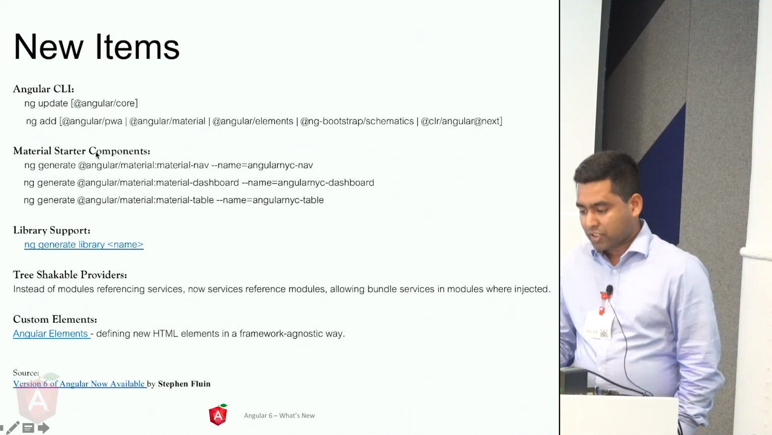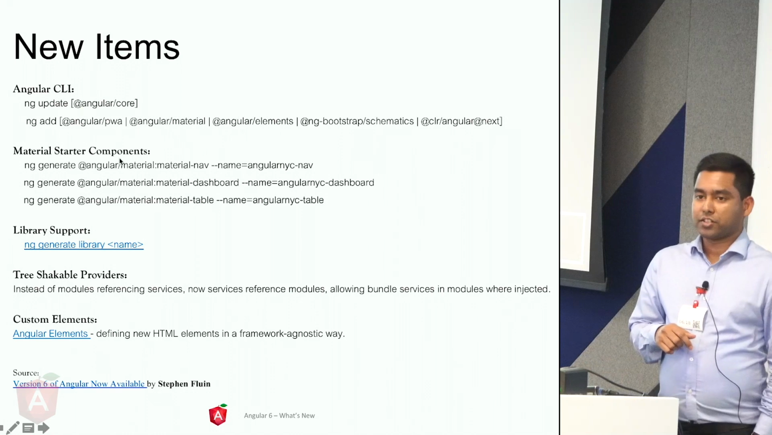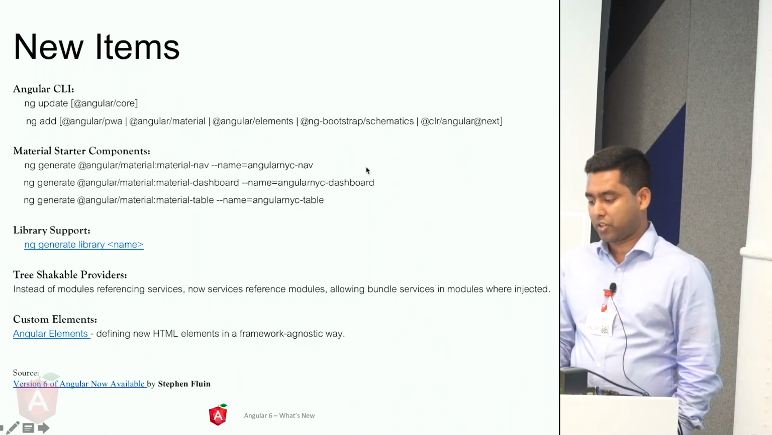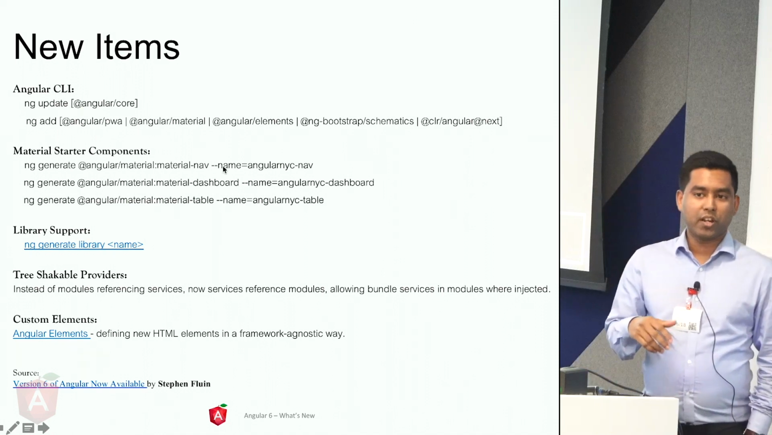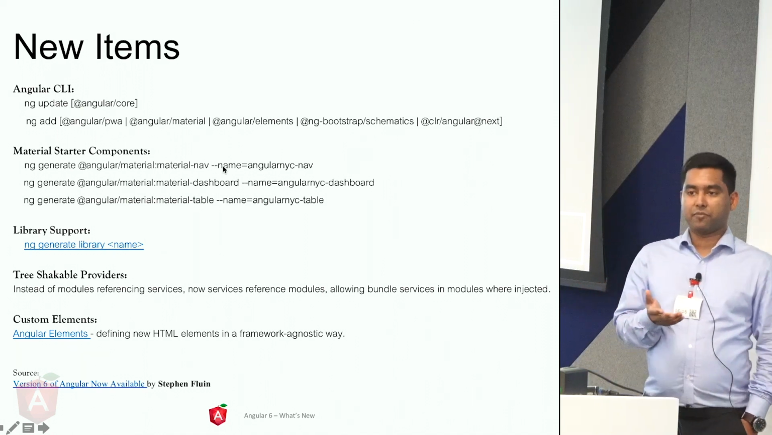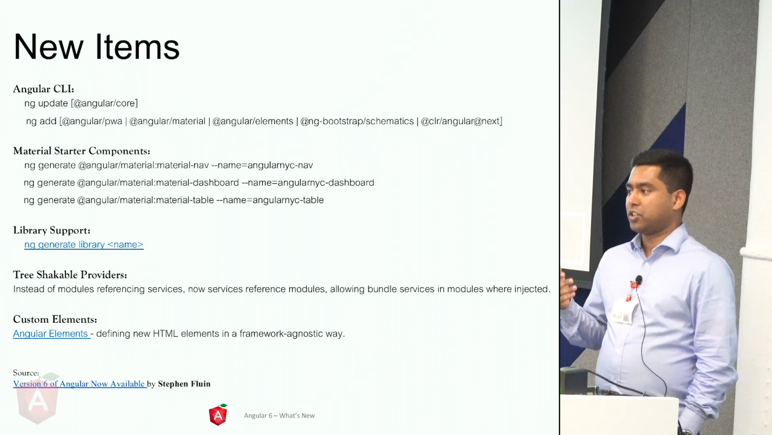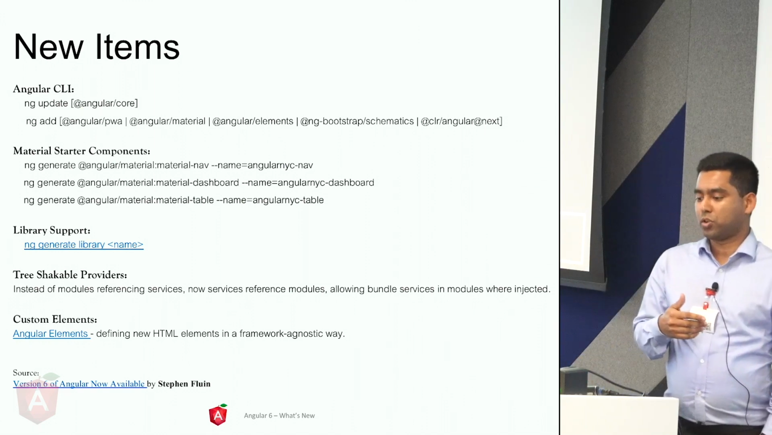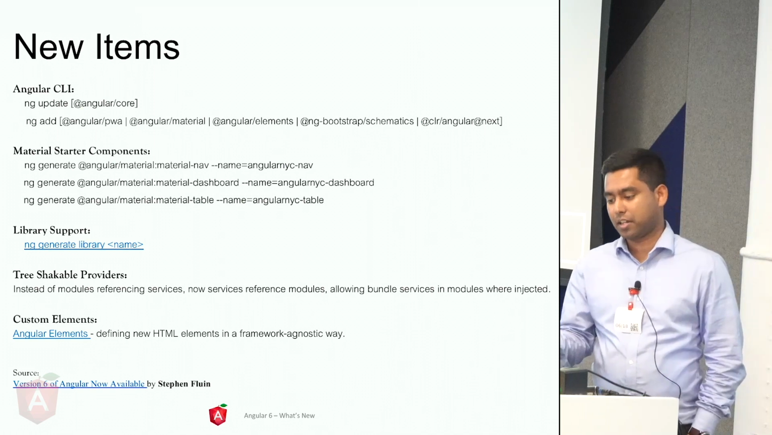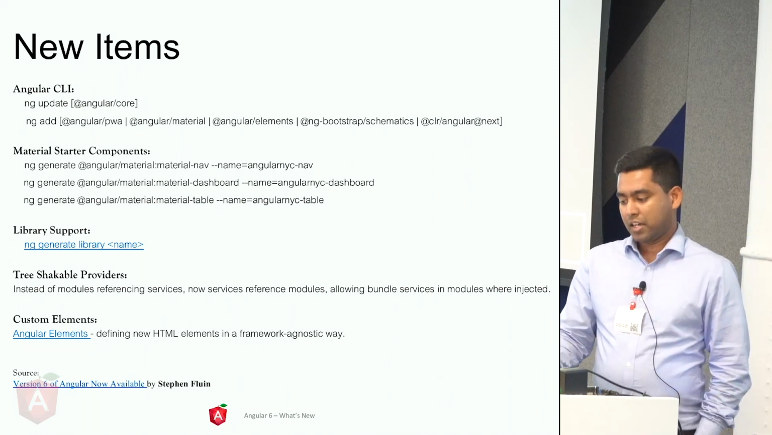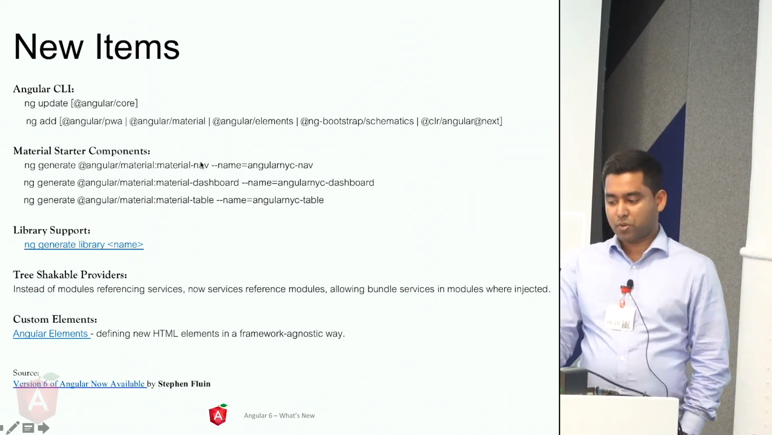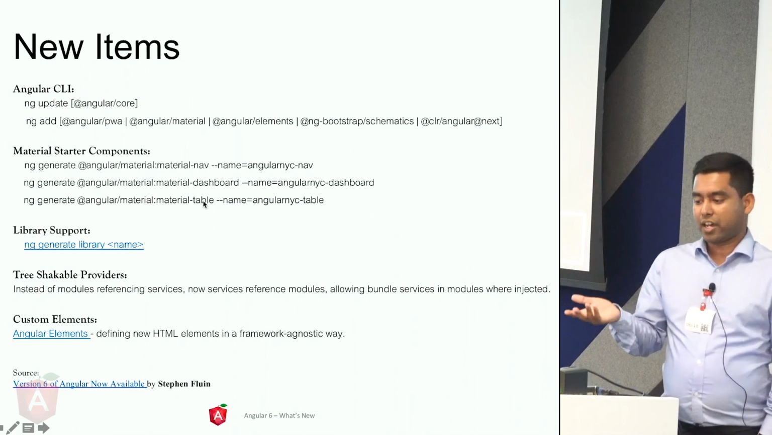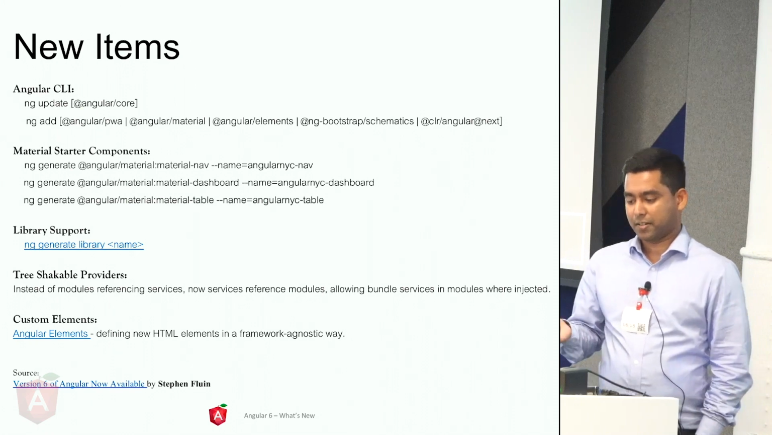Next come some of the starter components that have been newly added for Angular CLI. Now if you do ng generate with Angular Material, the Material nav, it creates a new project that already gives you a navbar. So you don't have to manually install Material, write code, and then put Material in app module. It's a base project boilerplate template they give you now. Not just nav, now you get dashboard, you get table. You run one command and you already have a starter project with Material and all that.